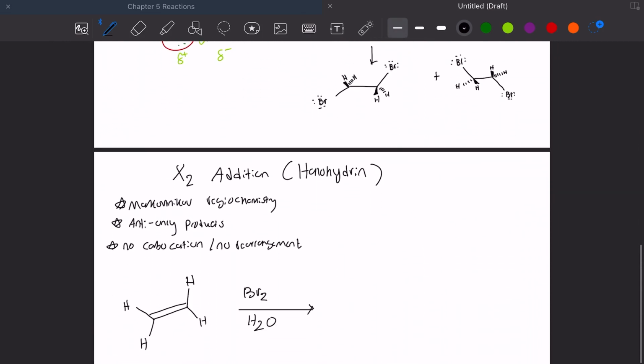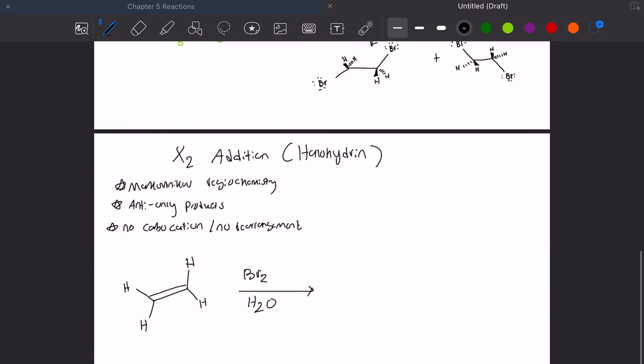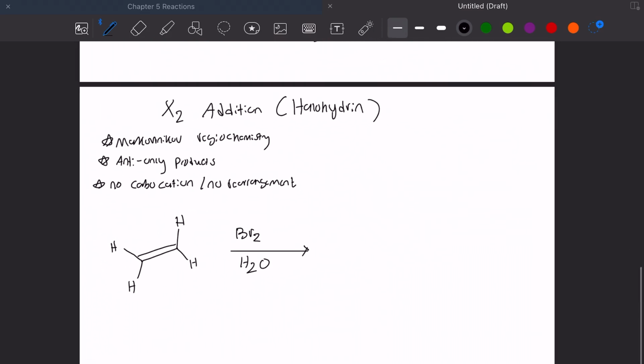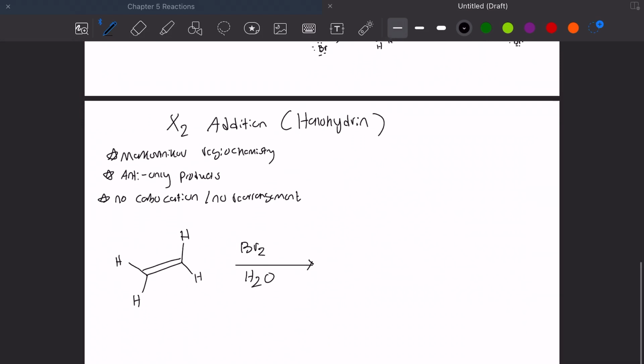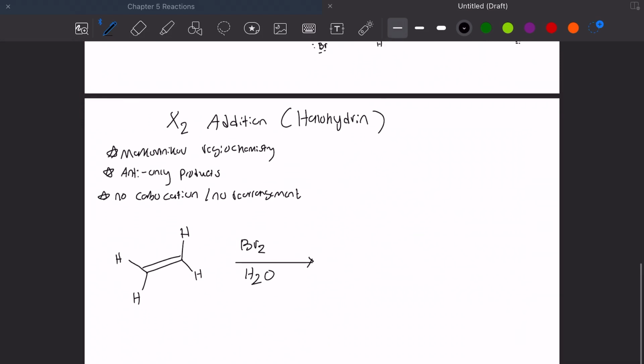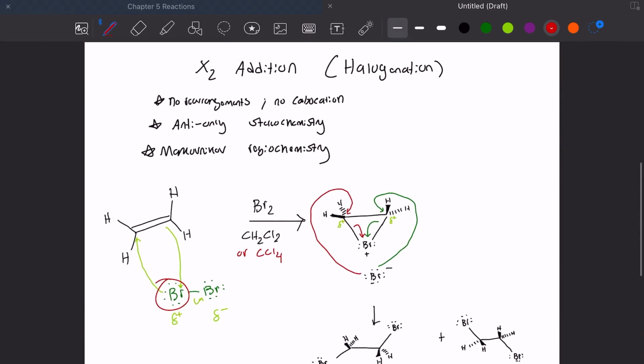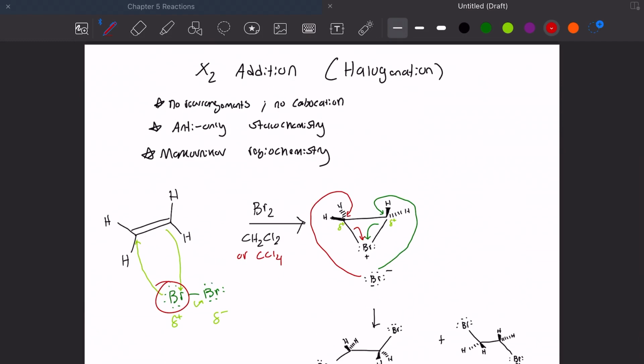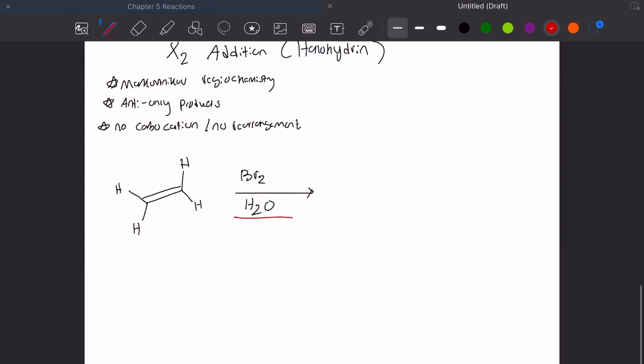But similarly, we're going to do the same X2 addition, but we're going to do it for a halohydrin. Basically, I'm doing the exact same molecule. We're going to have the Br2, but the thing that's different is that there's the H2O molecule right here, instead of the CH2Cl2 or the CCl4 as mentioned before.